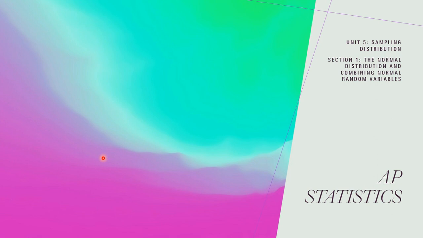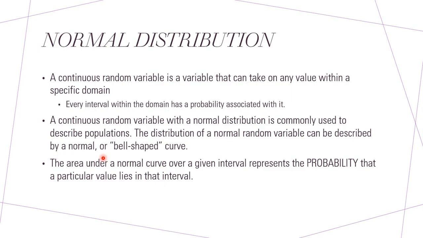All right, we are on Unit 5, Section 1, normal distribution and combining normal random variables with our sample distribution. So in this unit, in the next section or two, we're going to be looking at finding the probability of something occurring given a normal distribution. So let's start off with just going over again what a normal distribution is.